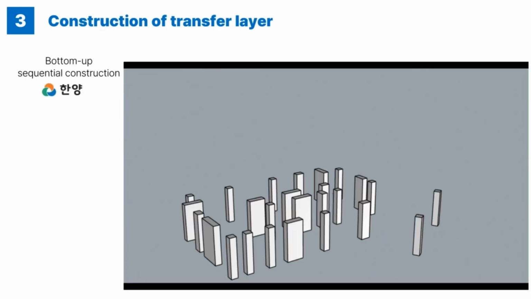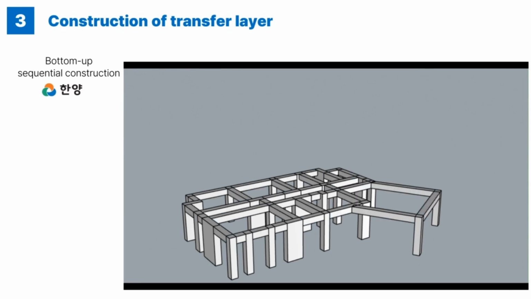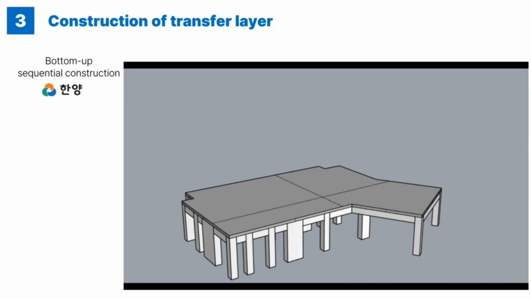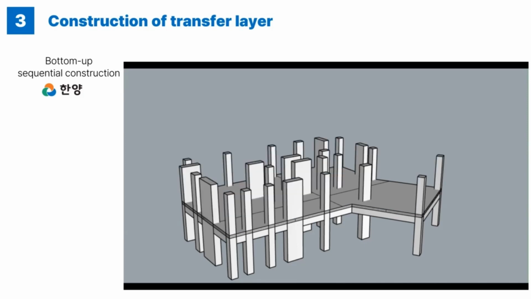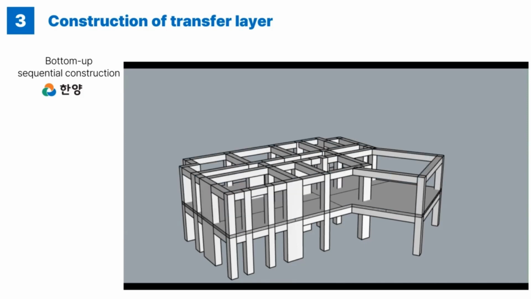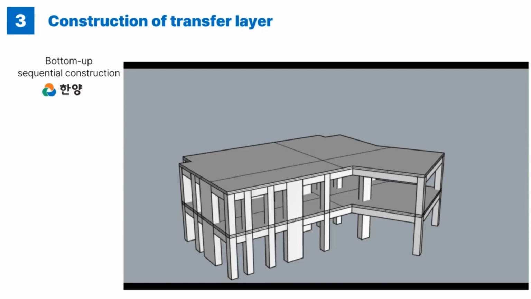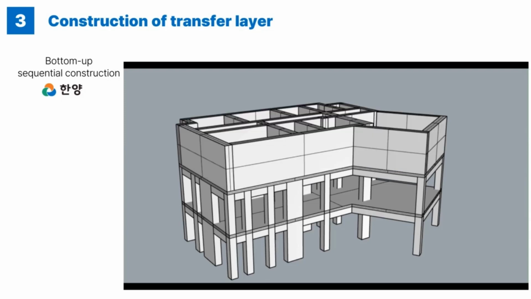The current construction method used in Sujain involves the sequential construction of the framework, starting from the basement rigid frame structure and progressing upward to the upper level wall structure, followed by concrete casting.